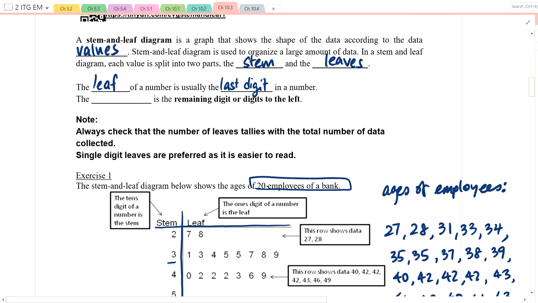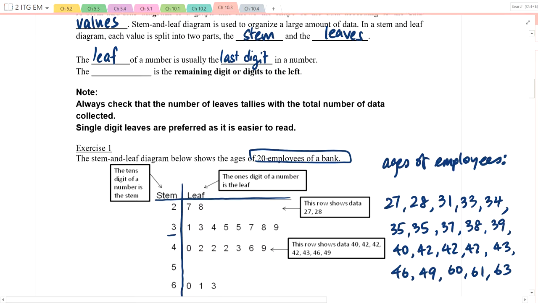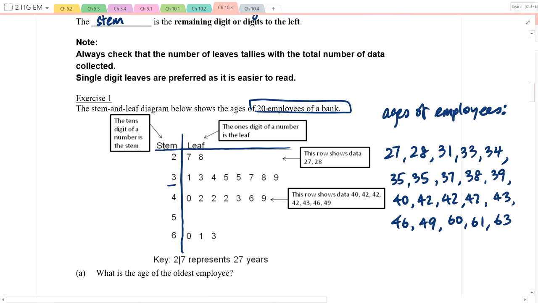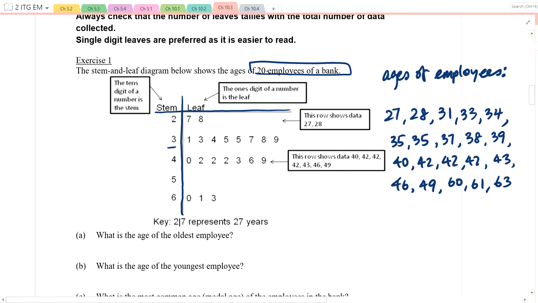Does this make sense with what we have seen in our example? The leaf is always the last digit, whereas the stem must be whatever is left. Okay? Whatever is left of the digits. So for this particular example, our stem will be the tens digit, our leaves will be the ones digit.